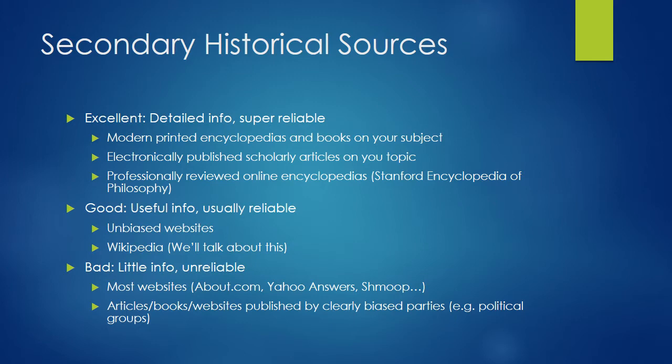And finally, there are bad websites and other sources, and this includes most of the stuff that's out there. These sources give very little info, and the info they do give is unreliable. A lot of websites that will pop up if you do just a normal Google search are bad sources. And also any articles or books that are published by clearly biased parties. One example of this would be political groups.